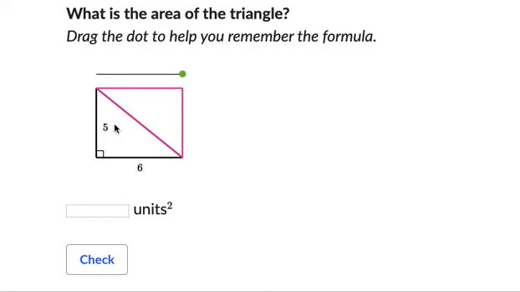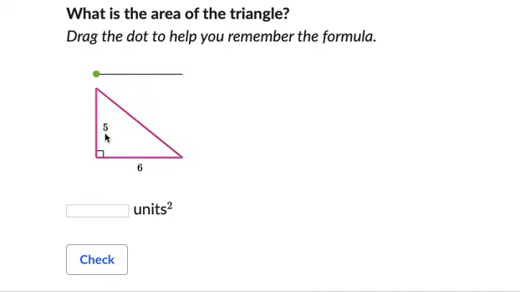And the reason this works is we know how to find the area of a rectangle. We've already figured out how to do that. The area of a rectangle is length times width, or base times height. So since we know how to find the area of the rectangle, which is base times height, we just divide that in half to get the area of a triangle, because the area of a triangle is half the area of the rectangle that it is formed by.